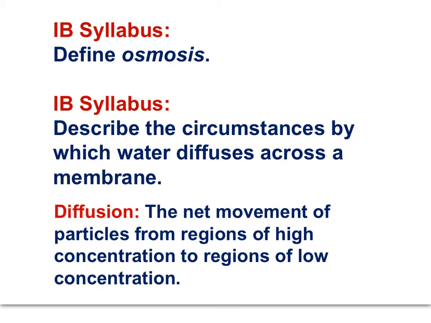Here are our first two important IB syllabus statements of this movie. Define osmosis. Describe the circumstances by which water diffuses across a membrane. Remember, diffusion is defined as the net movement of particles from regions of high concentration to regions of low concentration.